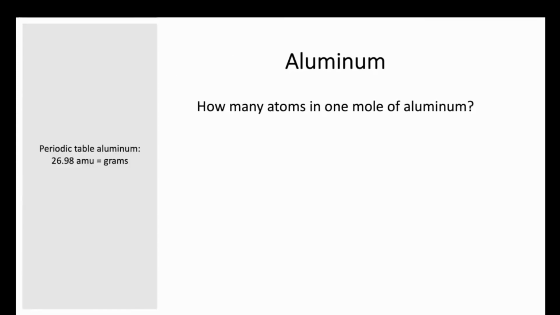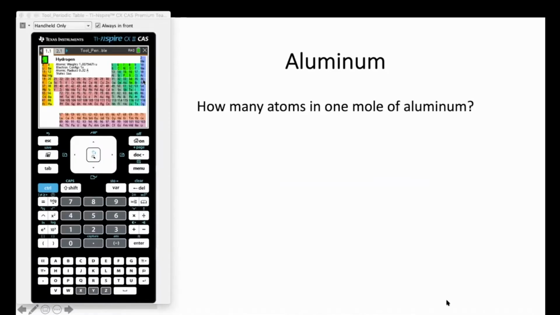Let me put up my Inspire calculator and we'll start practicing a few of these. Let's use aluminum as our first example and figure out why we really need to understand the mole. How many atoms are in 1 mole of aluminum? We have learned that in dimensional analysis, we just write down what we know. And what we know right now is that we have 1 mole of aluminum, and we need to find out how many atoms that is.